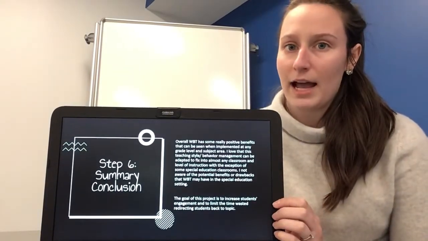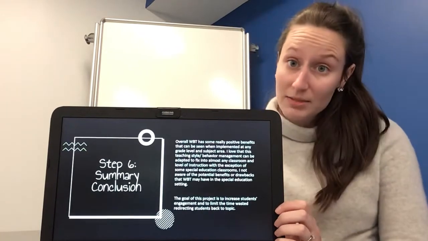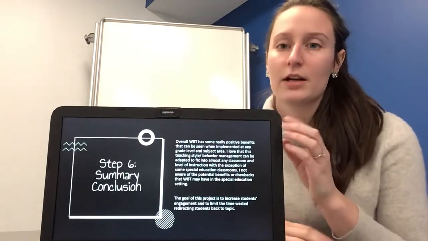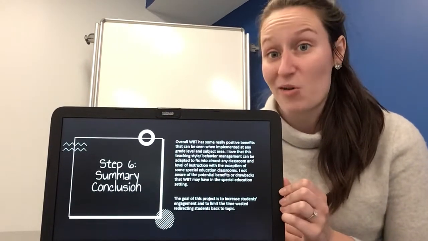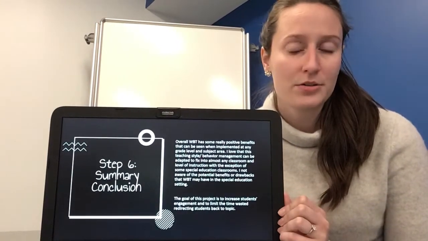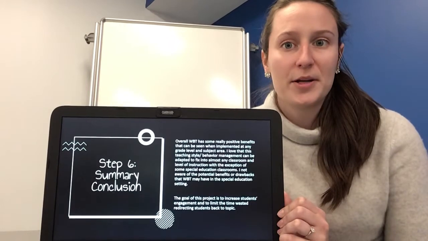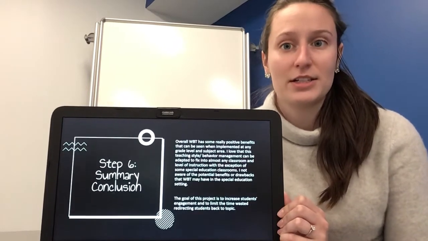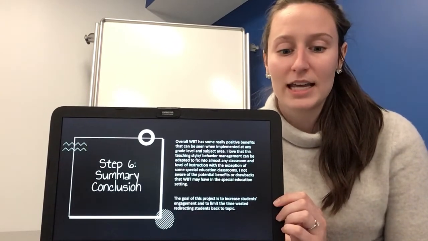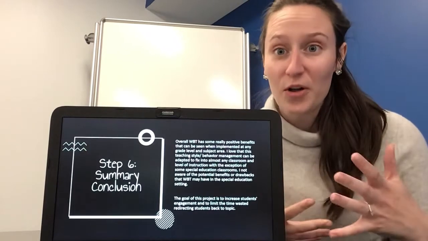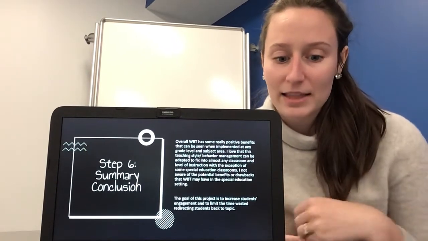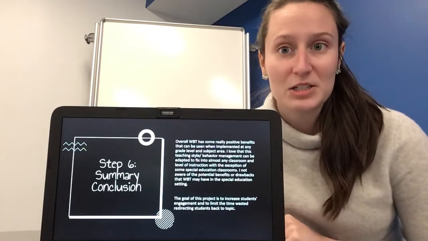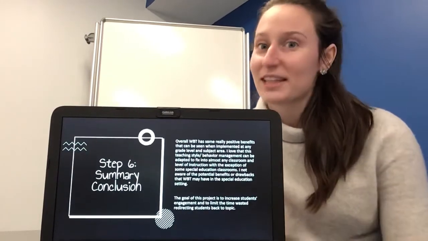I have not read a lot of studies using this in the special ed classroom, and depending on the severity of the special education needs of your students, this may or may not work well at all in special education classrooms. But outside of that, I think that there is great opportunity for these to be used and implemented in the classroom. So the goal of this PLC project is to increase students' engagement and to limit that time wasted redirecting students back to the topic. So I hope that this is really helpful.